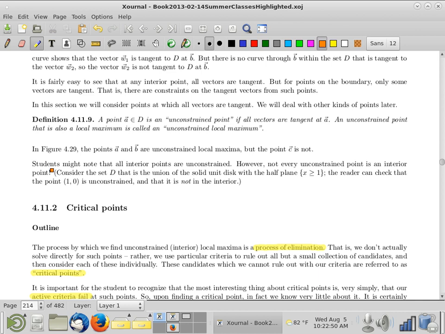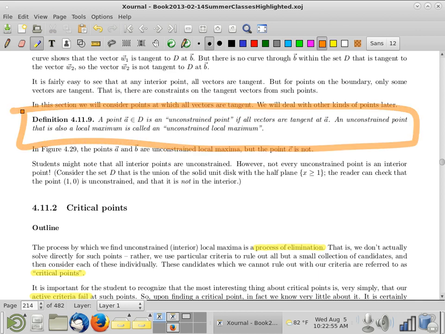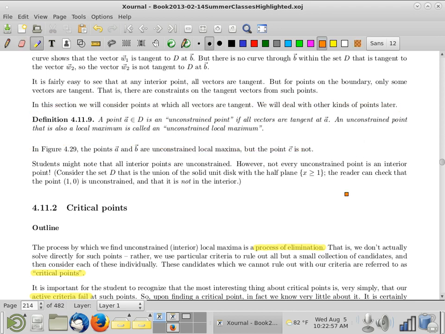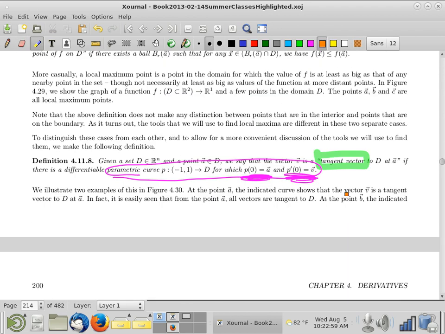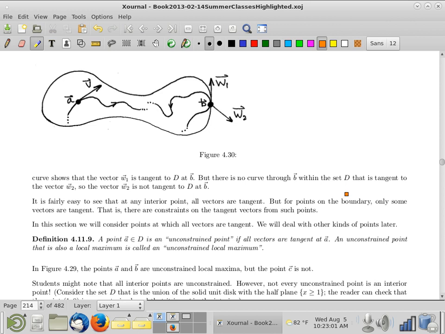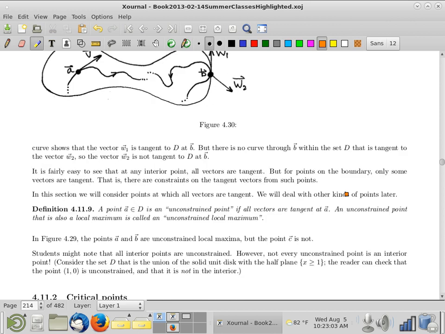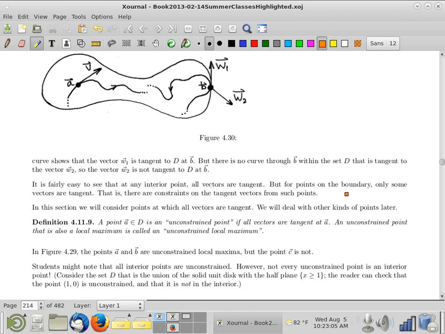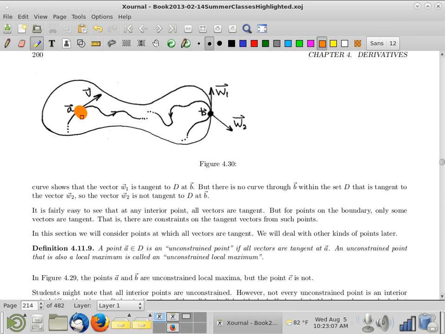All right, so I'm going to start now by looking at what I'm going to call unconstrained. Terminology. I skipped some terminology. Okay, here we go. So this point A has a feature that B doesn't have. At that point A, all vectors are tangent at A. Pick any vector at that point A, that vector is tangent.